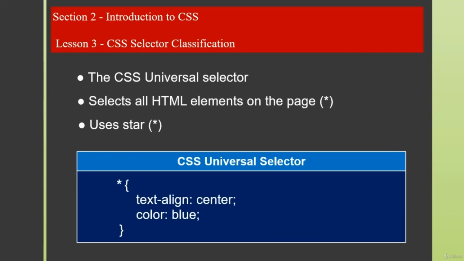The universal selector selects all the HTML elements on the page. The universal selector is indicated by an asterisk or a star. The CSS rule that is displayed on the slide will affect every HTML element on the page. It will center align all elements and set red color to all the elements on the web page. Now let us move ahead and understand CSS grouping selector.